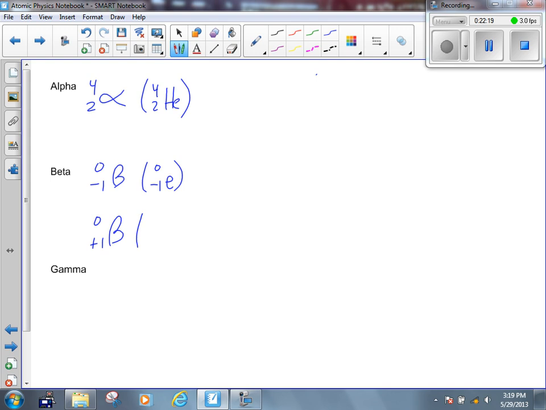There's no protons in that either. 0 protons, 0 neutrons. So what's this +1? Well, it's not an electron. That's what we call, Christine? A positron. It's the antiparticle of an electron.